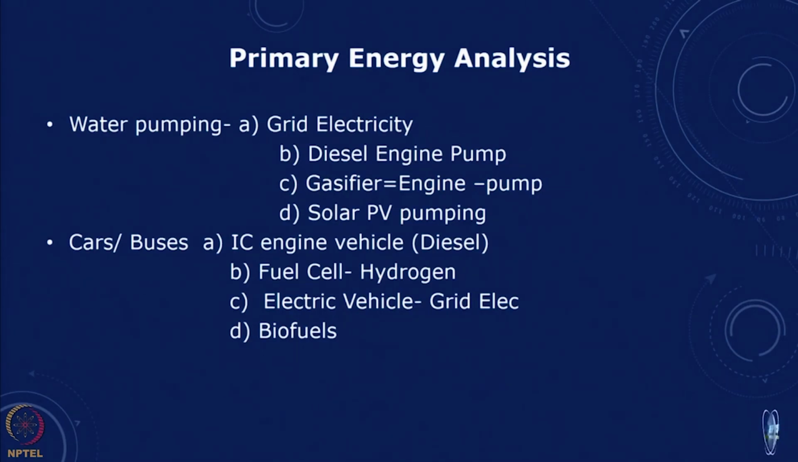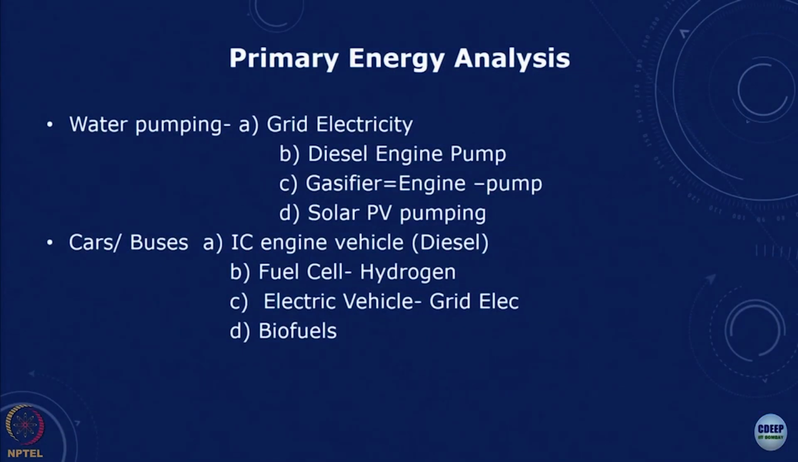In the case of vehicles, if you look at a car or a bus, we can compare an IC engine vehicle. Again, this could be petrol, diesel, or CNG. We will look at an example comparing a diesel vehicle. We could have fuel cells and hydrogen, so hydrogen is the fuel. Hydrogen can be generated and stored. Hydrogen can come from different sources, from natural gas or from renewable energy.